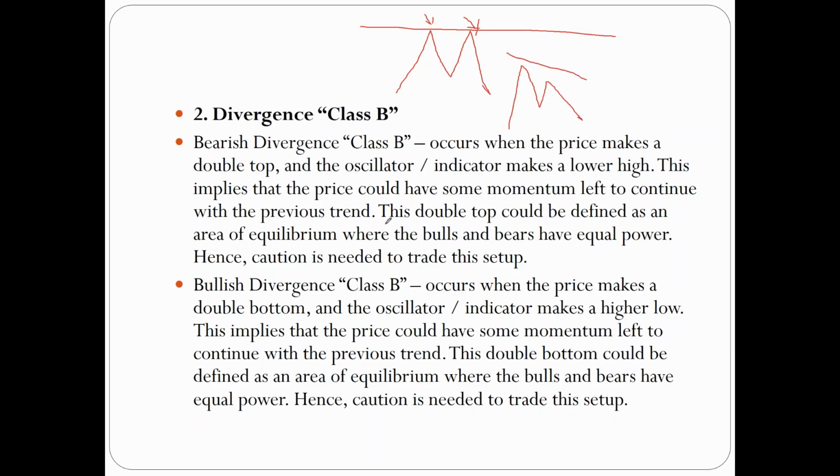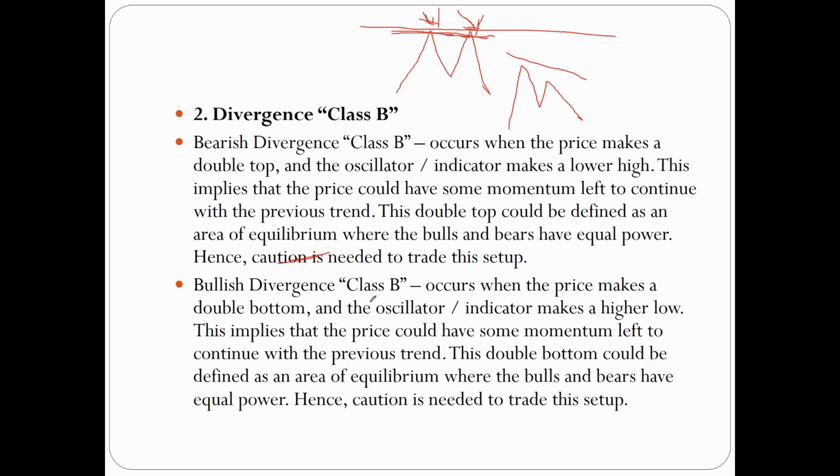All right. So this double top could be defined as an area of equilibrium where the bulls and bears have equal power. Hence, caution is needed to trade this setup. This double top does not mean that the bears have taken charge of the trend. It just means that the power of bulls and bears here has been equalized. It does not mean that the price will melt. So we have to use caution to trade this setup.